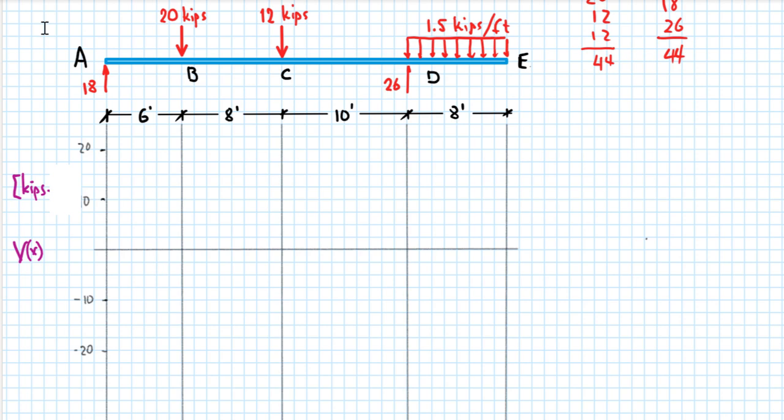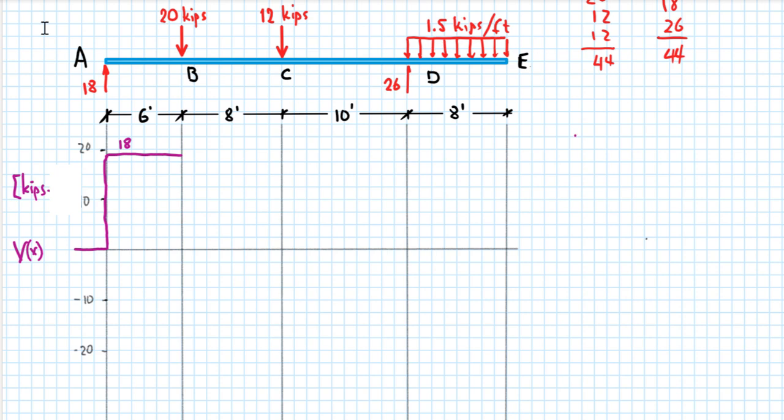So you got it, right? Boom. 18. So this will be 18 like over here. If there are no loads, what do you do? You keep horizontal, right? And you put this value here, 18, important value. And then boom, you go down minus 20.